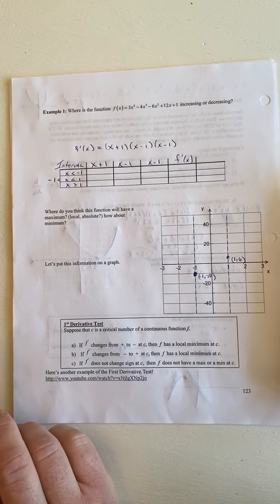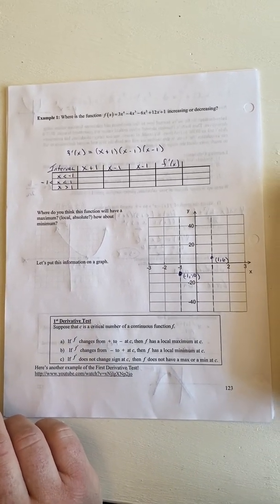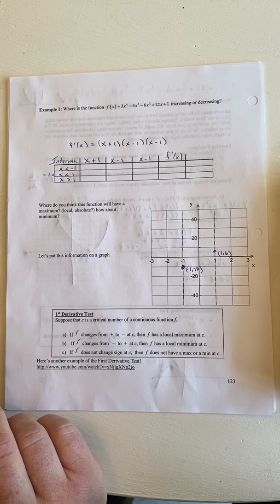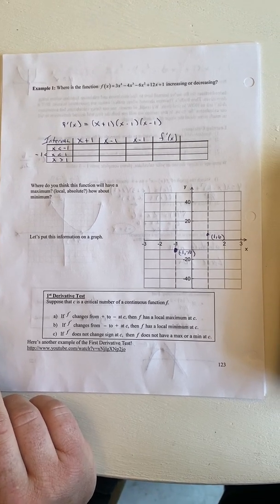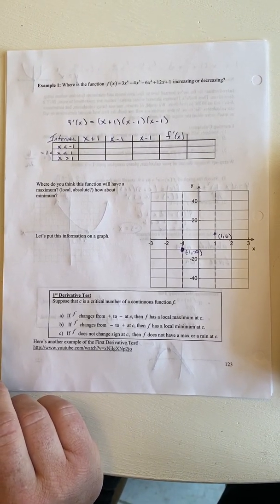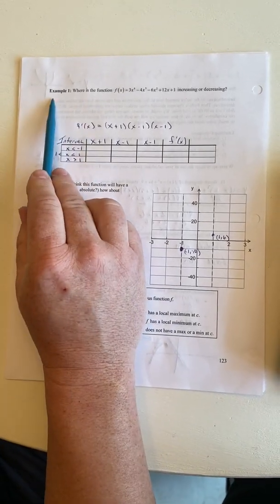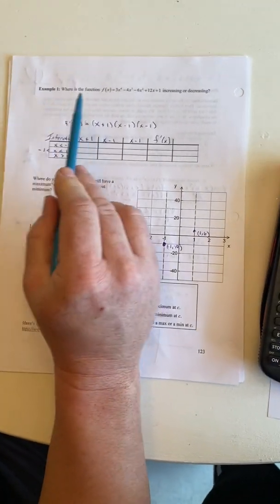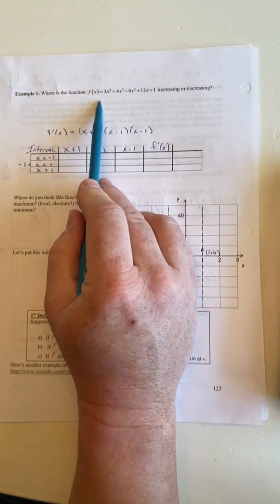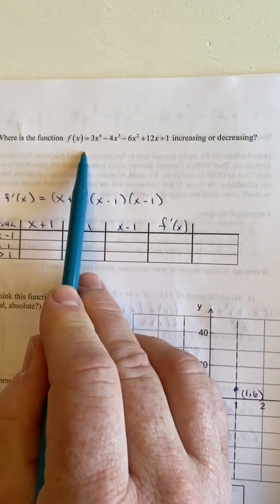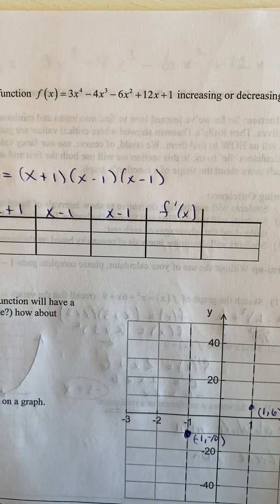Okay, so in this video, we're going to do page 123 in your notes. We are still on section 4.3, but again, on page 123, talking about maximum and minimum values. We're going to take a look at example 1 here, which is this big old function, 3x to the 4th minus 4x cubed. You can see the rest there. Hopefully, again, you're following along in your notes.